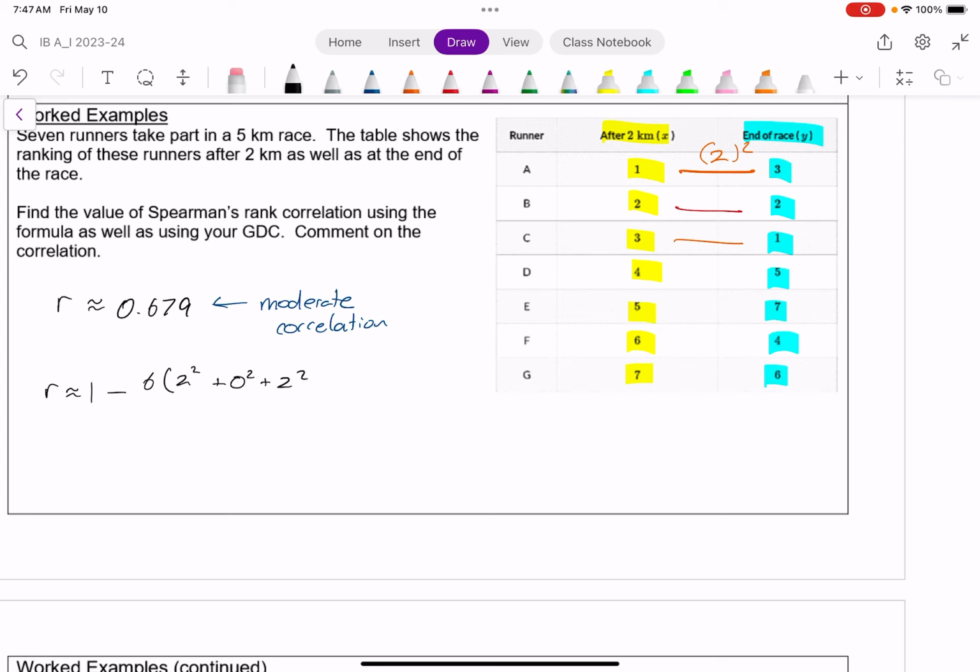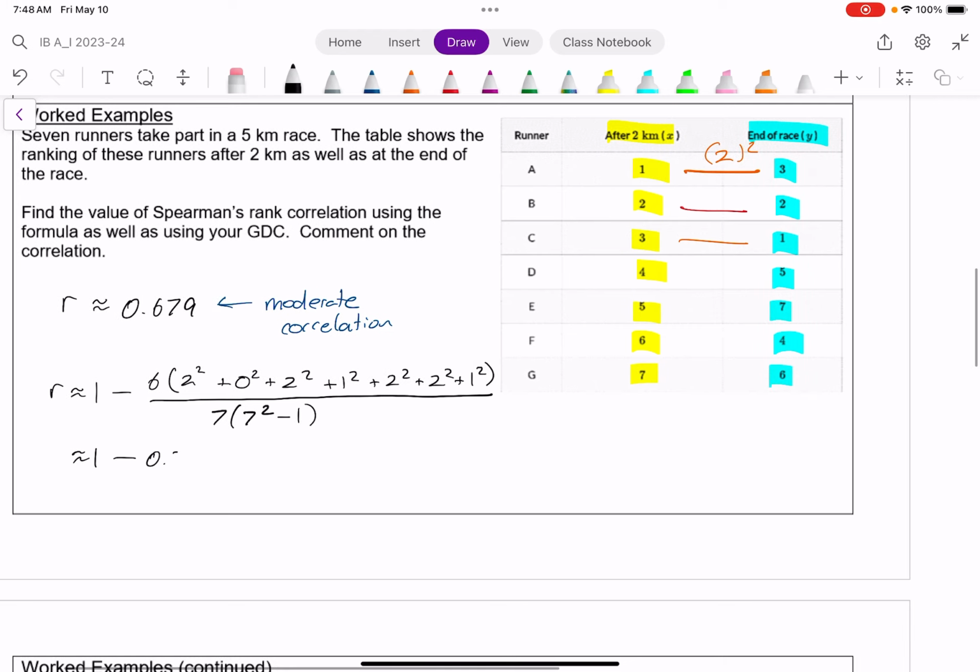If I just work my way down all the runners, looking at the difference, then I have 1 squared plus 2 squared plus 2 squared plus 1 squared. 6 times that, divided by the number of runners, in this case 7, times that same number squared minus 1. So 7 squared minus 1. And if you calculate all this, you get 1 minus this whole big rational expression, which is approximately 1 minus 0.3214, which is approximately 0.679.